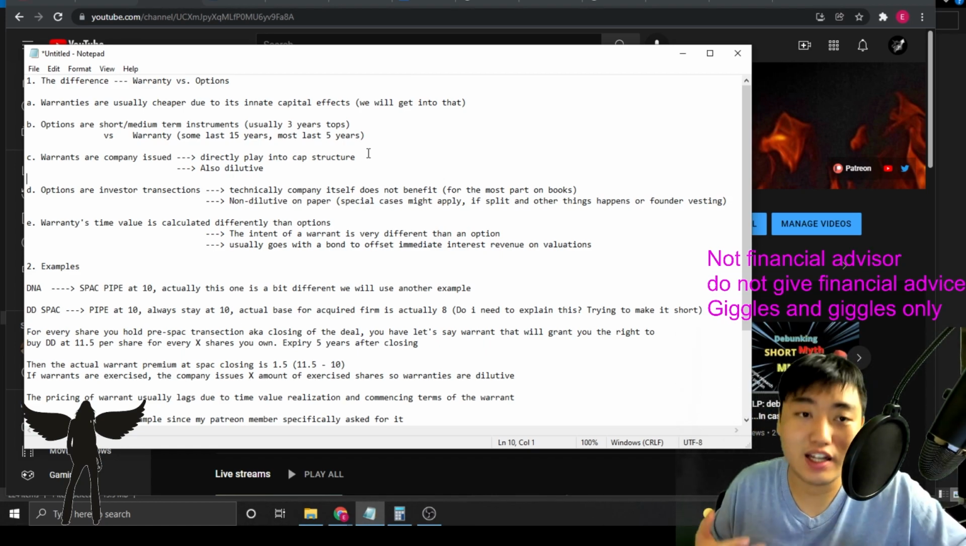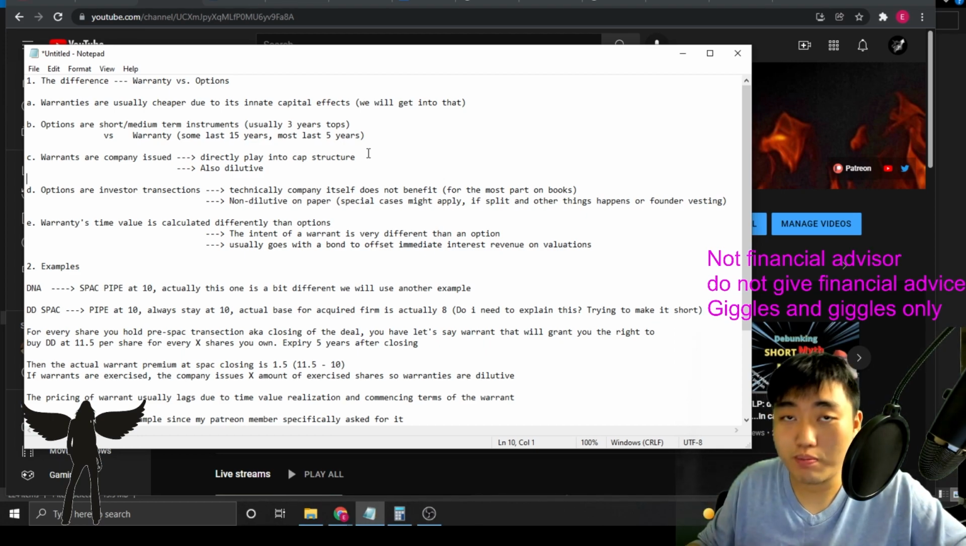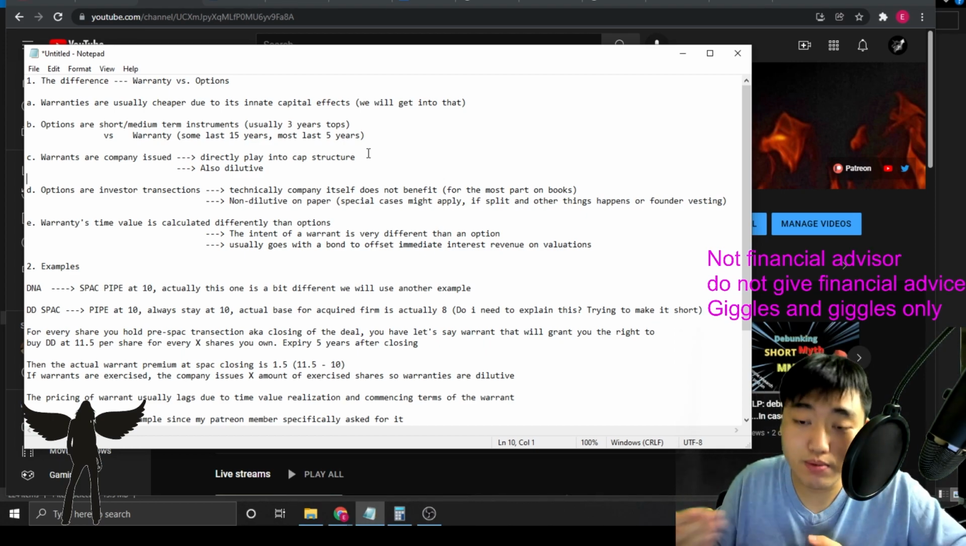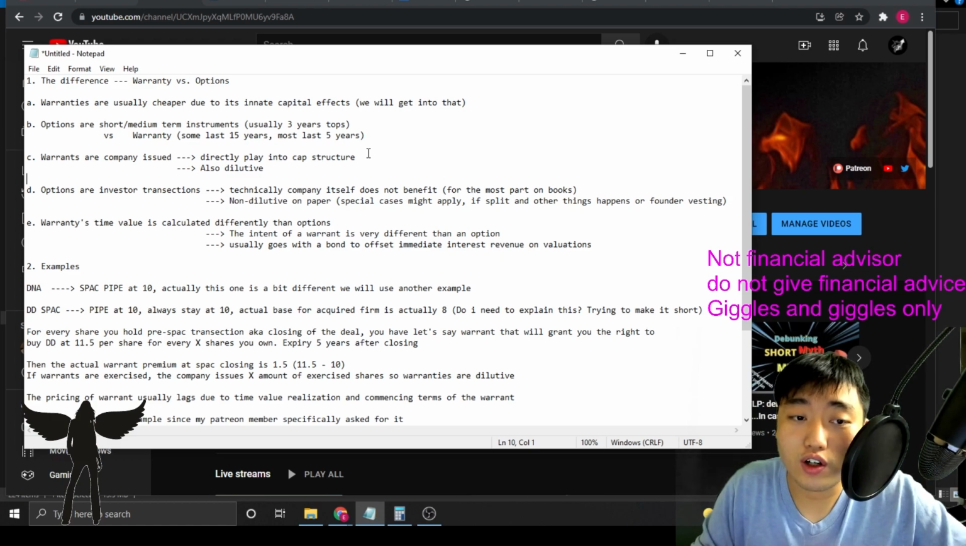Most likely it's $11.5 to buy one share for every share you own, but different companies have different redemption rules and commencing rules. We're going to get into that. And usually most of them last about 5 years. Some of them last about 3 years, but it's usually more than 3 years. Okay, warranties are company issued.